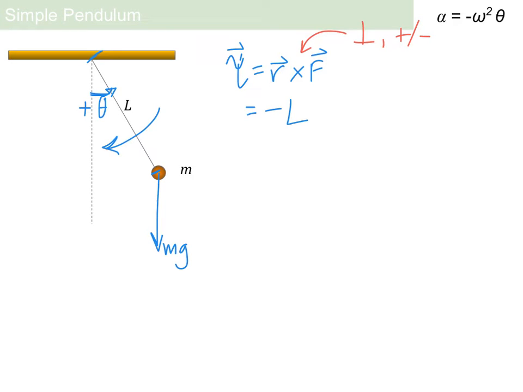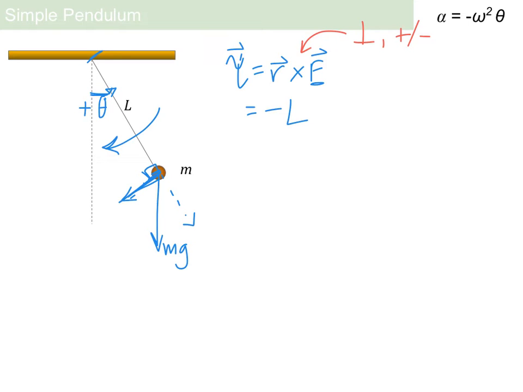I can take my mg and break it into two components: one that points along the rope, which contributes to the tension, and one that points perpendicular to the rope, which is what I'm interested in. That part that is perpendicular is the part that's producing this torque.